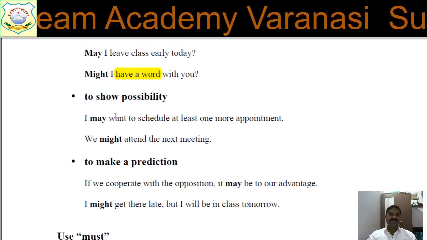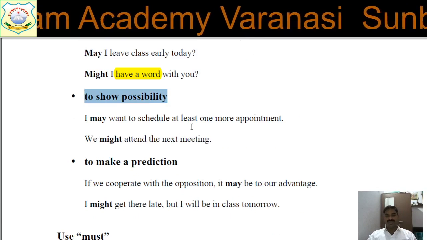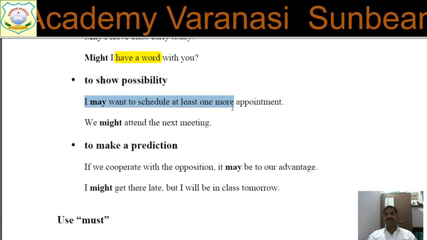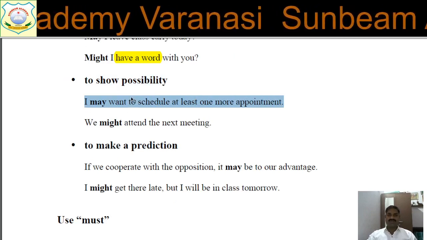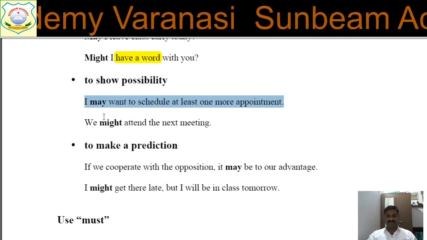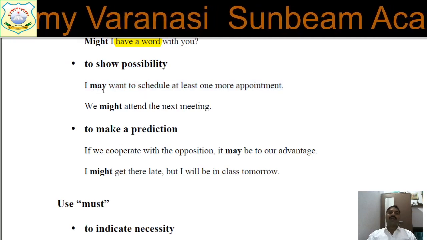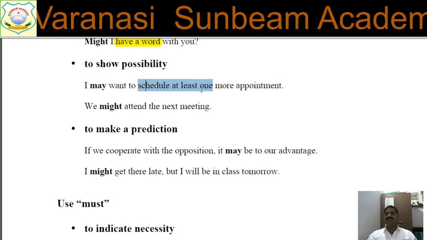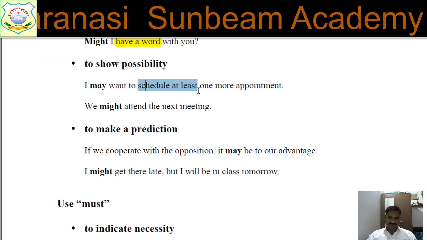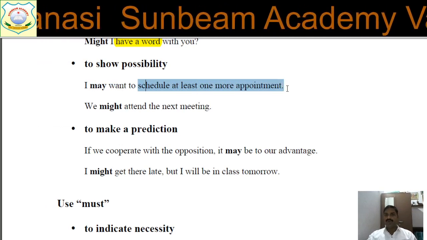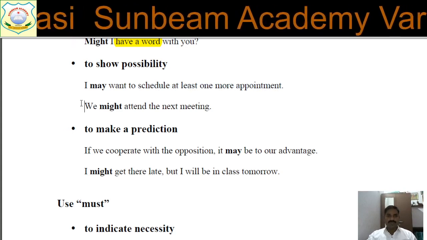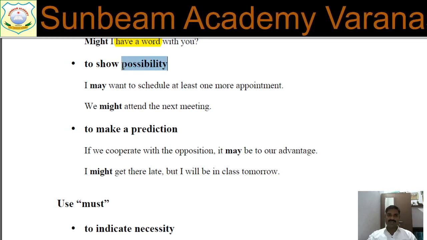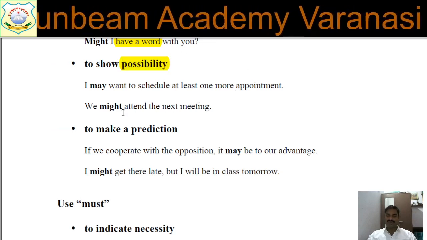Next is to show possibility. If there is any possibility and you want to show it, you can make use of may or might. I think this would be quite clear to you. I may want to schedule at least one more appointment. We might attend the next meeting. So possibilities are being shown with the help of may or might.